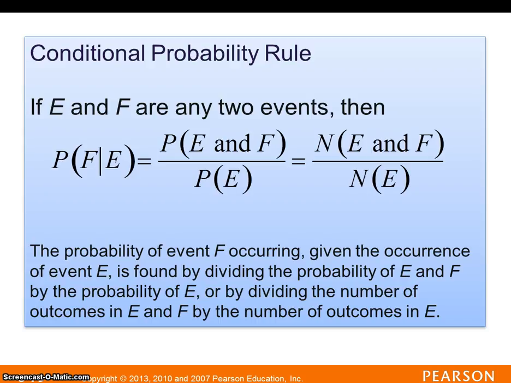So the probability of F given E is equal to the probability of E and F divided by the probability of E, or the number of outcomes of E and F divided by the number of outcomes of E. This is the probability of an event F occurring given that E has already occurred, and it's found by dividing the probability of E and F by the probability of E. That's basically what this equation is saying.